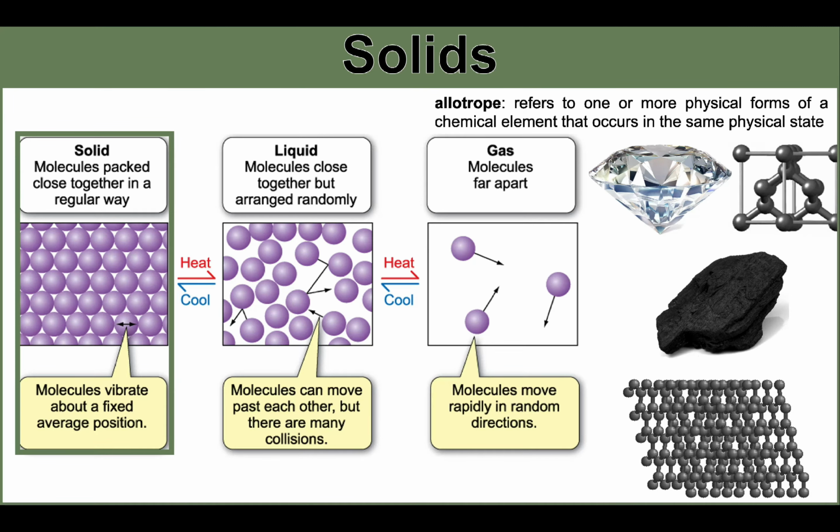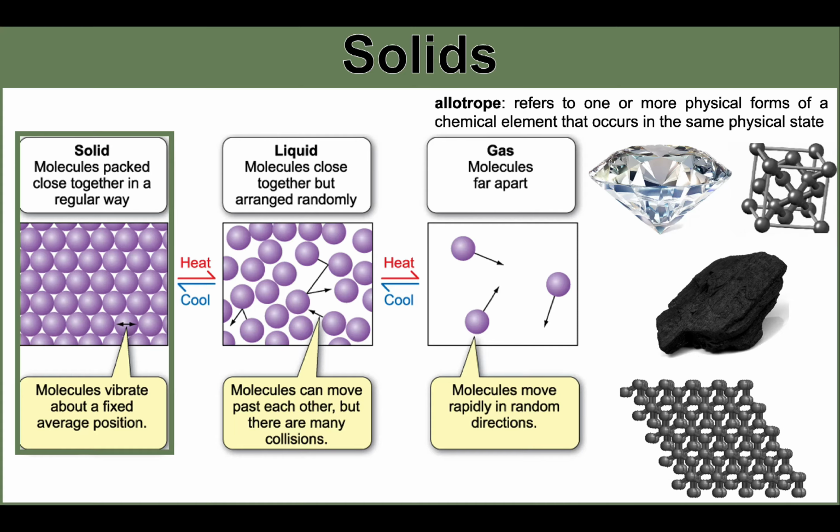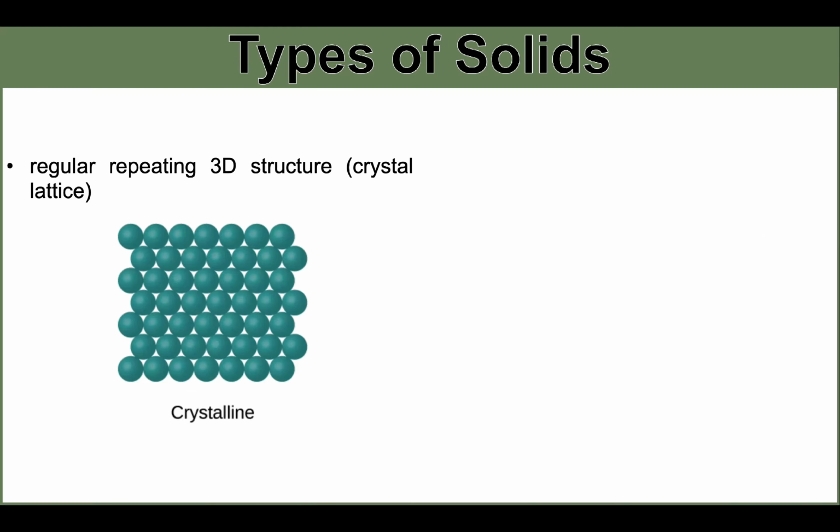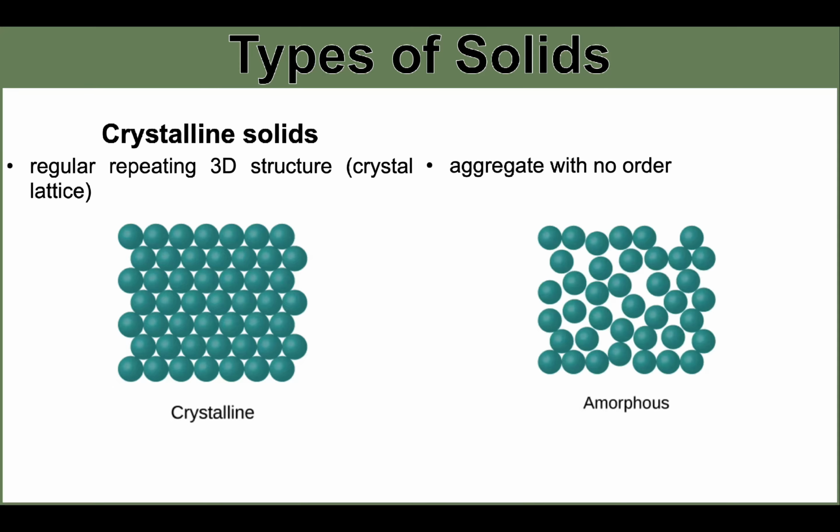So the constituents of a solid can be arranged in two general ways. They can form a regular repeating three-dimensional structure called a crystal lattice, thus producing a crystalline solid, or they can aggregate with no particular order, in which case they form an amorphous solid. It's from the Greek word amorphos, meaning shapeless.